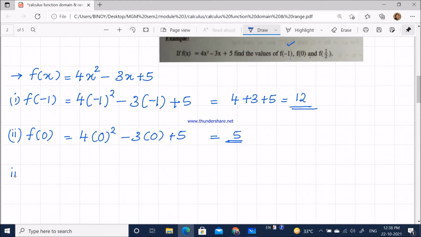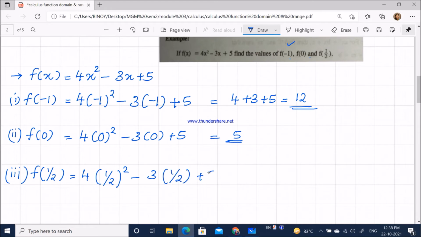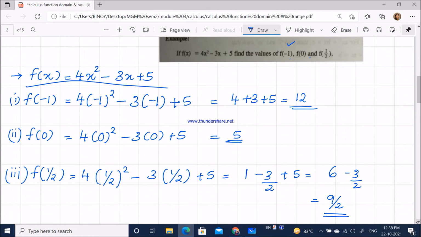And third question, we need to find what is f of half. So 4 into 1 by 2 square minus 3 into 1 by 2 plus 5, which is nothing but 1 minus 3 by 2 plus 5, which is nothing but 6 minus 3 by 2, that is 9 by 2. So the value of f of half is 9 by 2, f of 0 is 5 and f of minus 1 is 2, substituting in this particular function.